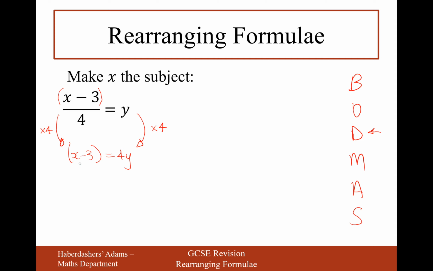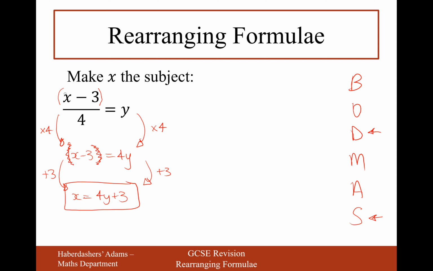Now, when you've got a pair of brackets around something and there's nothing outside the pair of brackets, those brackets are effectively now useless. There's no need for them, so we'll just delete them. Now we'll go down to the subtraction, now that the brackets have been deleted, and add 3 to both sides. So it's going to be x equals 4y plus 3. And there we are, that's the answer in this question.